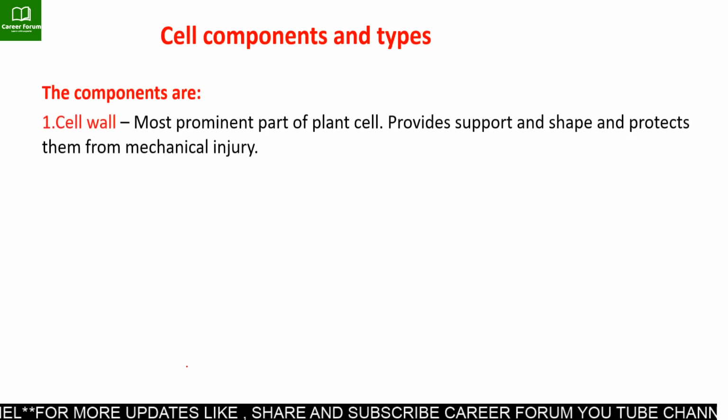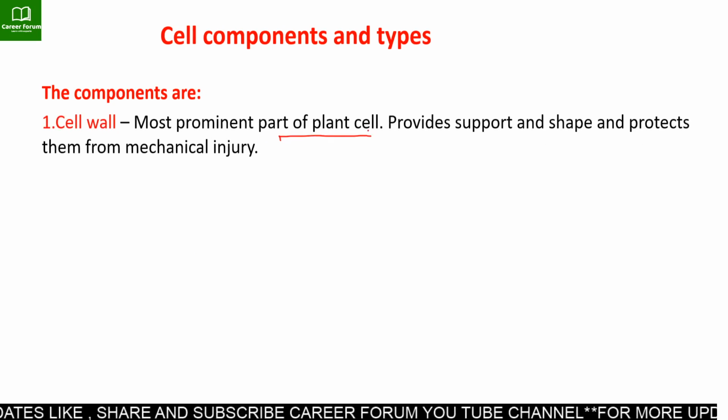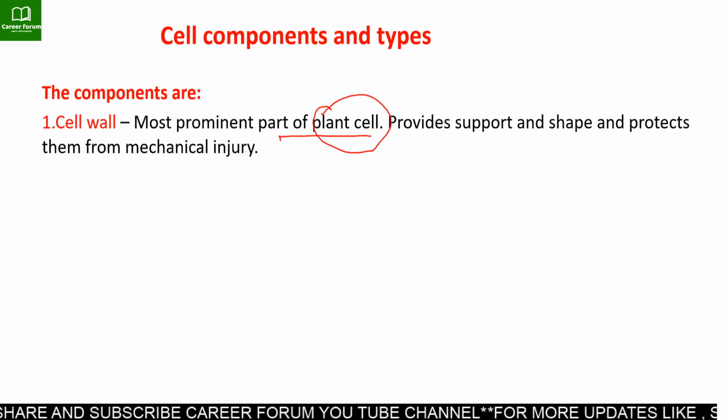Now we are going to discuss cell components and their types. So the cell components are, first is cell wall. Cell wall is actually a prominent part of the cell. This is an additional outer layer, which is specifically found in plant cells. Okay, so this provides support and shape and protects them from mechanical injury.